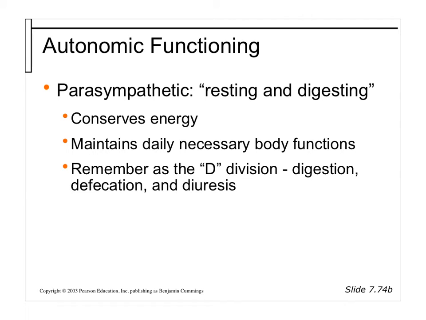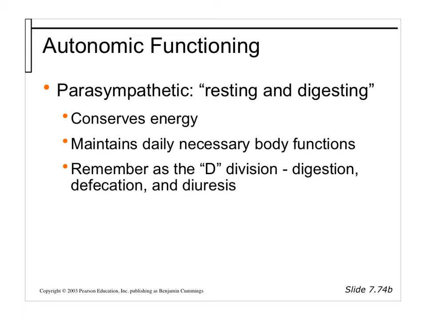Parasympathetic a lot of times is referred to as rest and digest. It is responsible for down-regulating all of the things that the sympathetic nervous system does. So it helps to conserve energy, to maintain necessary bodily functions, so digestion, regulation of heart rate, sort of down-regulating heart rate, pulling blood in toward the digestive tract instead of out toward the muscles.